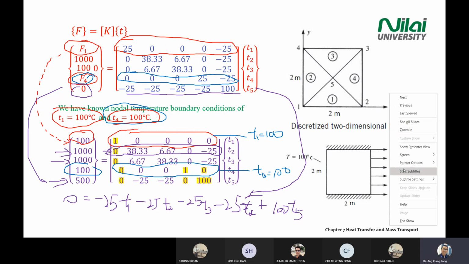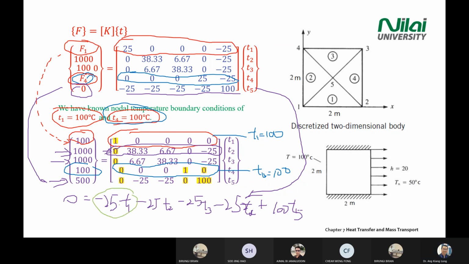You know the value of T1 and T4, so you substitute inside there and rearrange back into matrix form. You know the value of T1, 25 times 100, you get 2,500. You know the value of T4, T4 is 100, so 25 times 100, you get 2,500. So 2,500 and 2,500, you move to the left, you get 5,000.